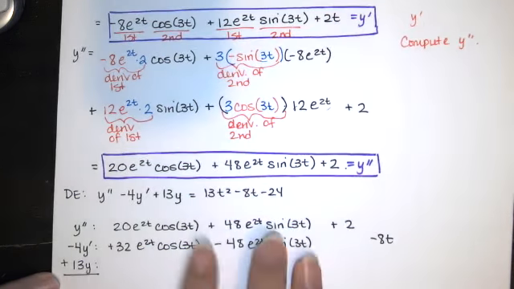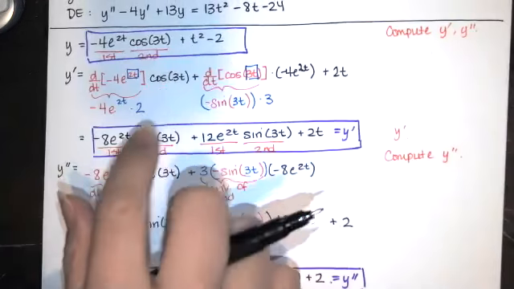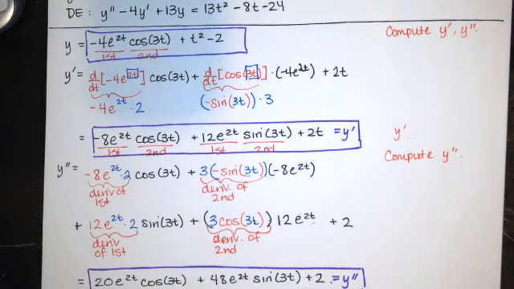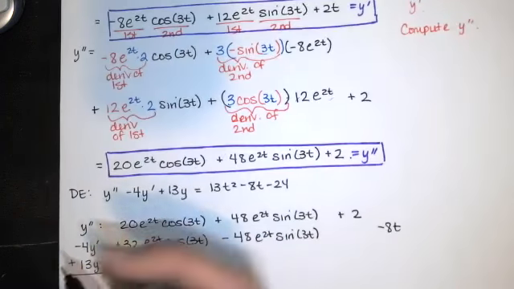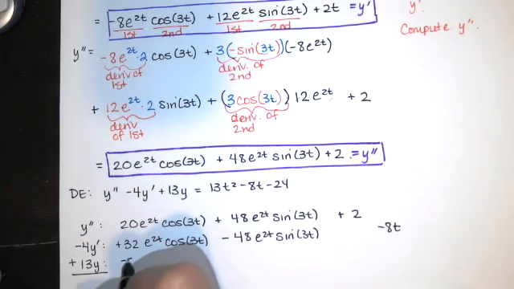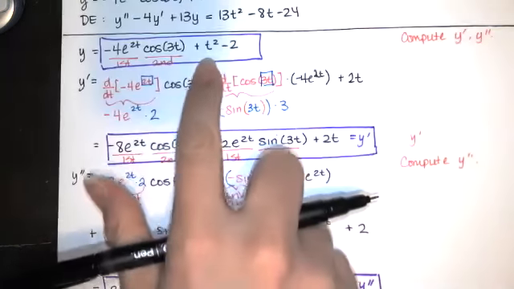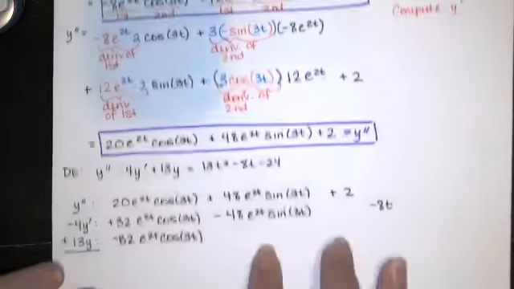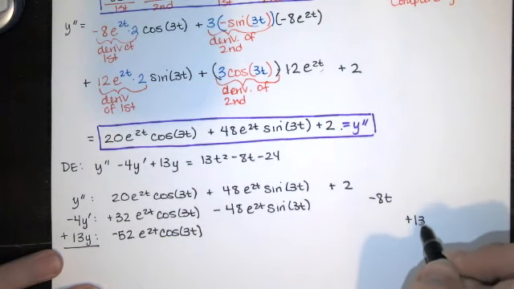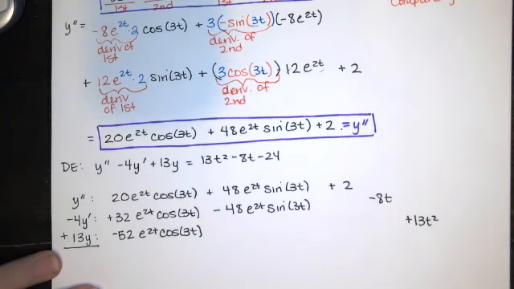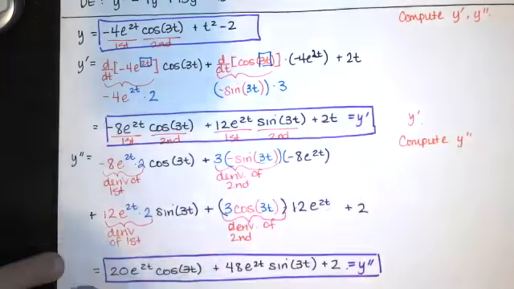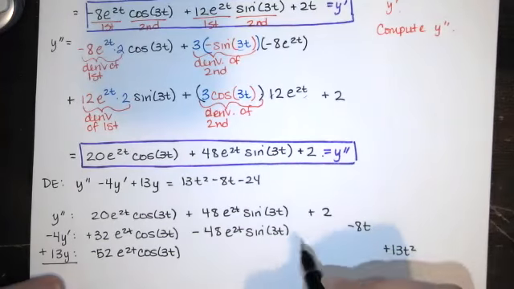And then I want 13 times y, where this is my y. 13 times negative 4 is the same as 26 times negative 2, so negative 52, times the exponential times cosine of 3t. And we want 13 times this and 13 times that. Well, I don't have a t squared term, so I'll add 13t squared there. And 13 times negative 2 is negative 26.